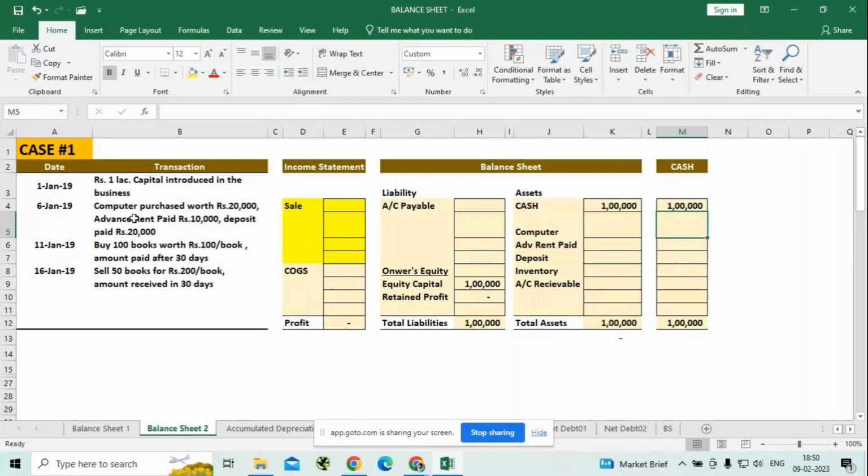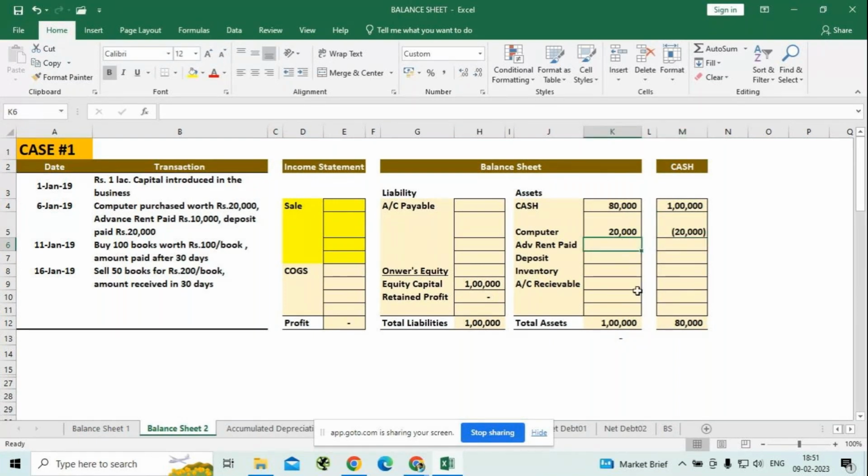The second transaction talks about the purchase of a computer worth rupees 20,000, advance rent paid of rupees 10,000, deposit paid of rupees 20,000, and all these things have been paid. So that means the amount has been paid. So the value of a computer is 20,000. So when it is paid, it is going to be minus 20,000. So at the same time, there is a decrease in the cash balance.